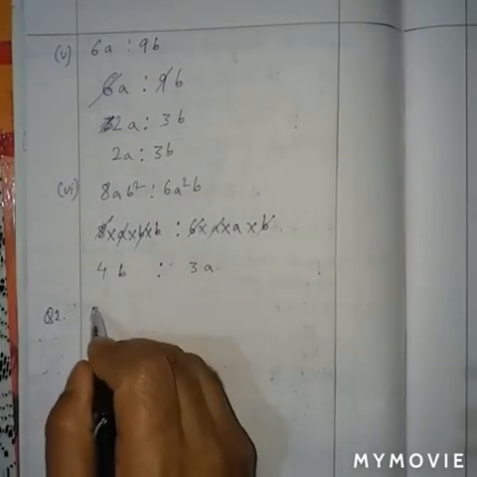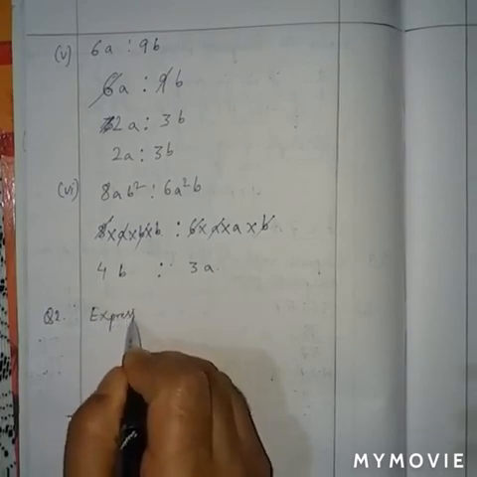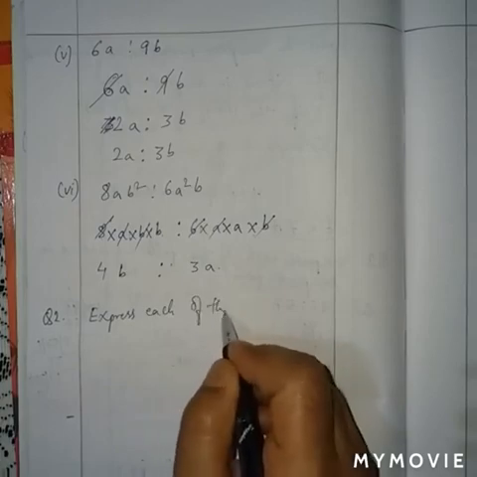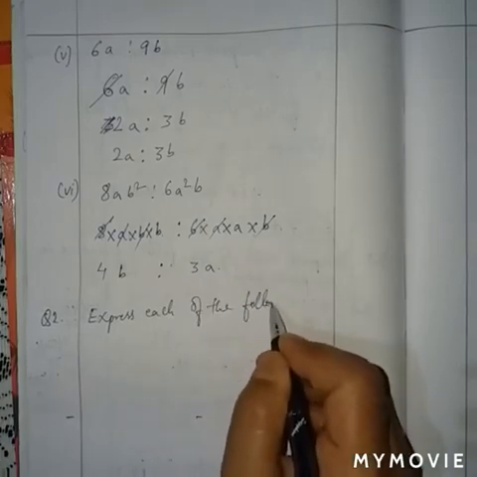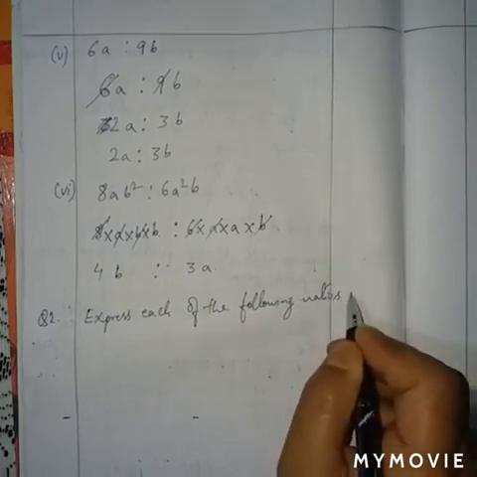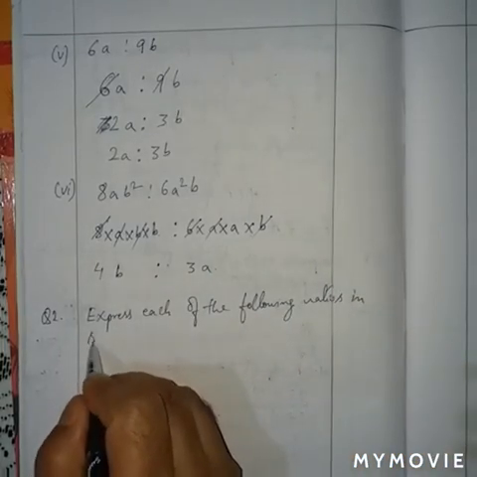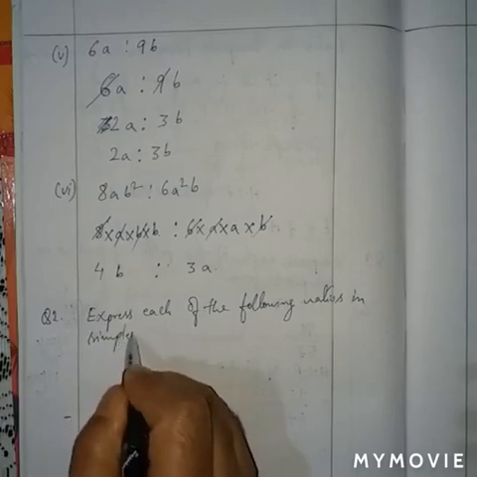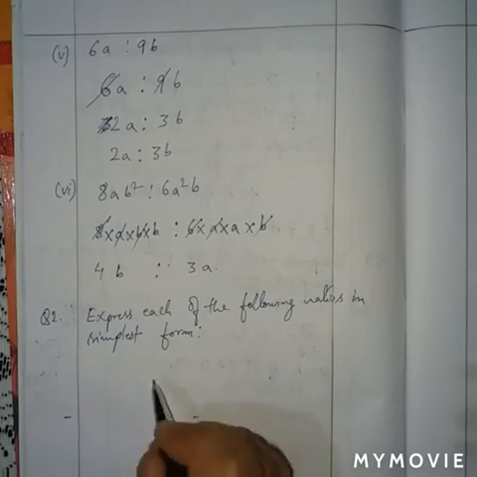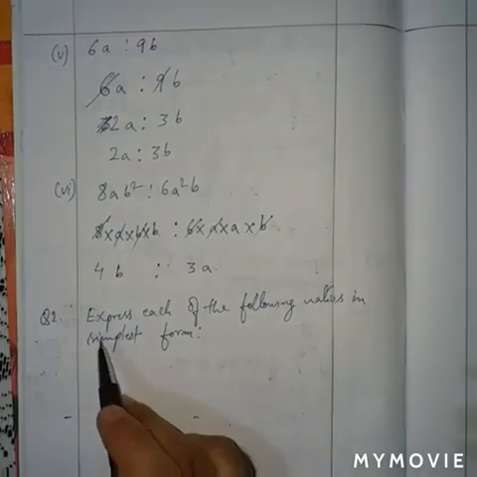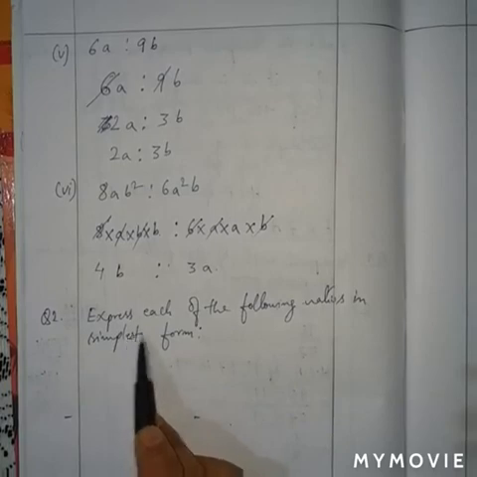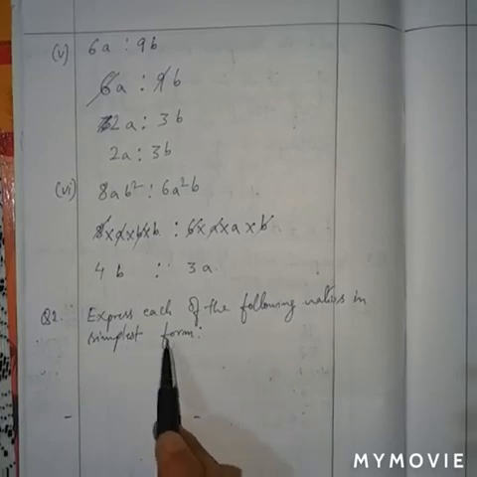Express each of the following ratios in simplest form. So the second question is also the same as question number 1. It is also asking us to convert the ratios into simplest form.